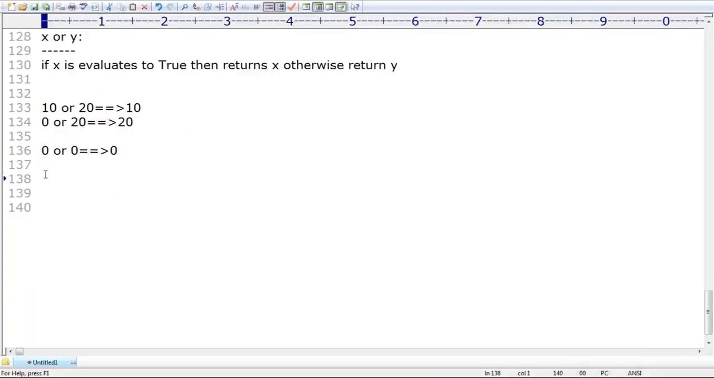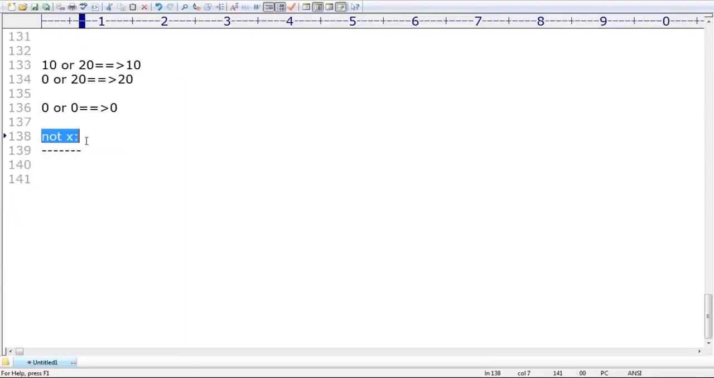Next, the last one, sir. The last one is very simple, I saved it for you. Don't worry about that. Sir, not X. Luckily, this operator is always going to return a Boolean value only. This operator is always going to return a Boolean value only.